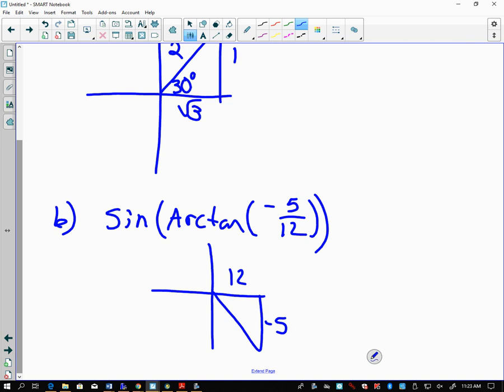All right, so I need 12 squared, which is 144, plus 5 squared, which is 25, so I'm getting what, 169? Square root of 169 is 13. So the sine, which is opposite, negative 5 over 13. And pretty sure that won't reduce. So 6b, negative 5 over 13. Hopefully we get that. It's just Pythagorean theorem. All right, so that's 6a and b.